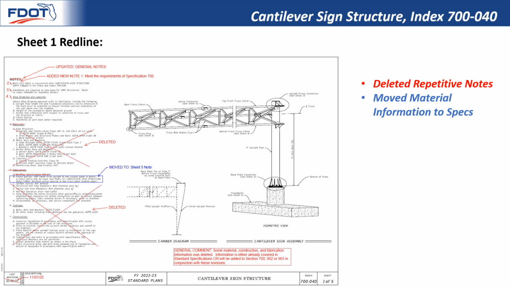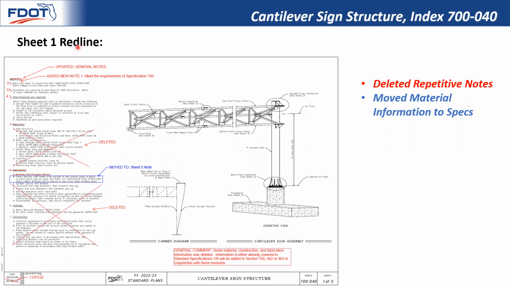Here, the cantilever sign structure, index 700040, is an example of what we changed on the 700 series in the standard plans. We deleted notes that were repetitive. We moved the material notes to either specification 962 or 965, and we moved appropriate information from the index to spec 700. There were cases where we moved the information to other sheets in the indexes, like note 5 here.